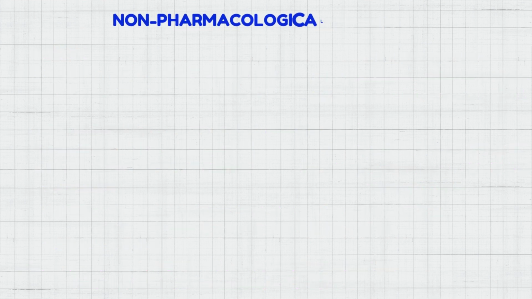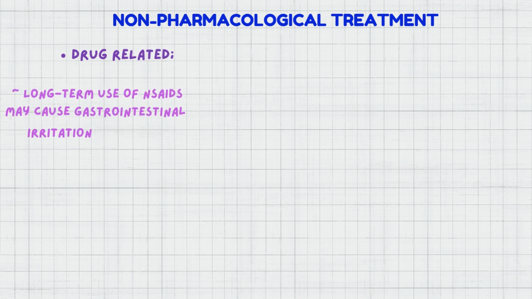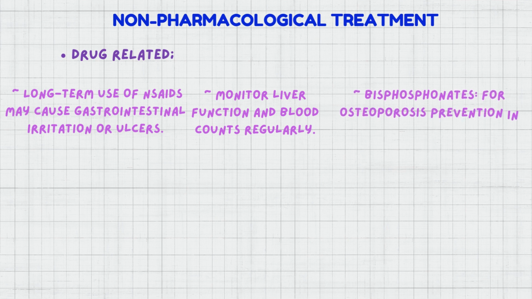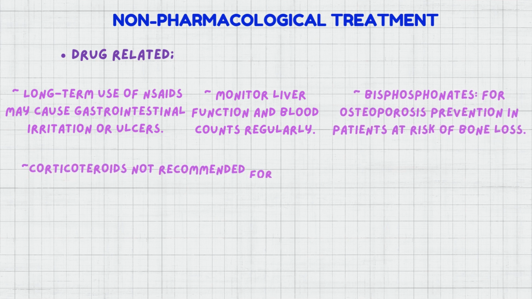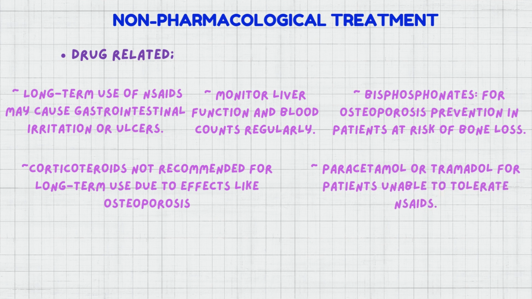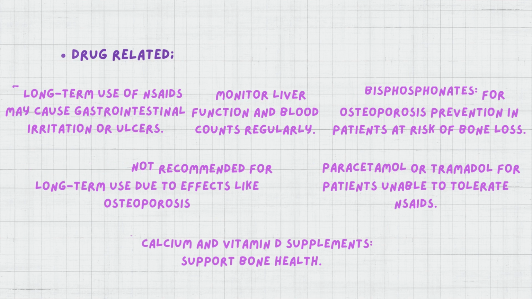Non-pharmacological treatment. Drug-related: long-term use of NSAIDs may cause gastrointestinal irritation or ulcers. In DMARDs, monitor liver function and blood counts regularly. Bisphosphonates are for osteoporosis prevention in patients at risk of bone loss. Corticosteroids are not recommended for long-term use due to effects like osteoporosis. Paracetamol or tramadol for patients who cannot tolerate NSAIDs. Calcium and vitamin D supplements support bone health.